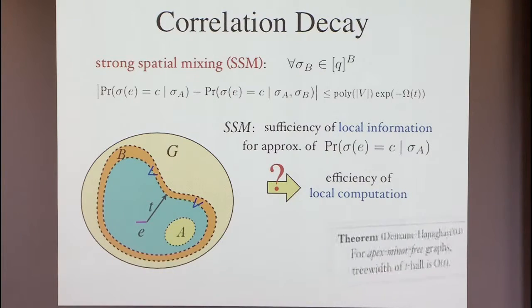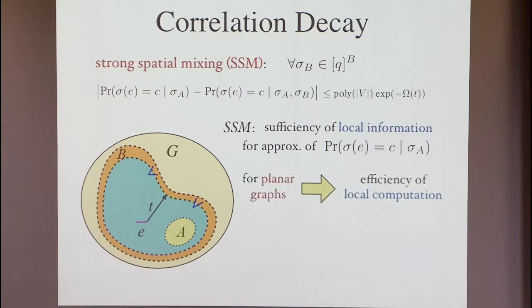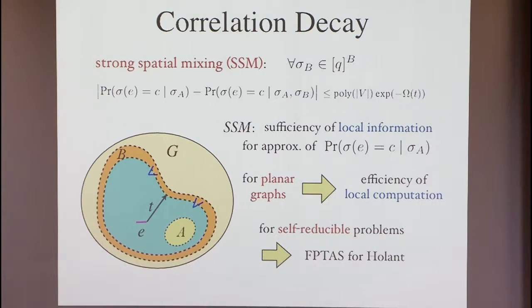But for planar graphs, we know that the treewidth of a log n ball is linear in log n. So with a subroutine which can do the exact counting in time exponential in the treewidth, this gives us a polynomial time approximation algorithm for the marginal probability. And for self-reducible problems, this gives us an FPTAS for the Holant.